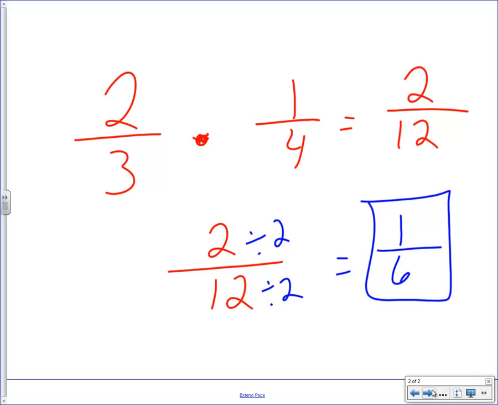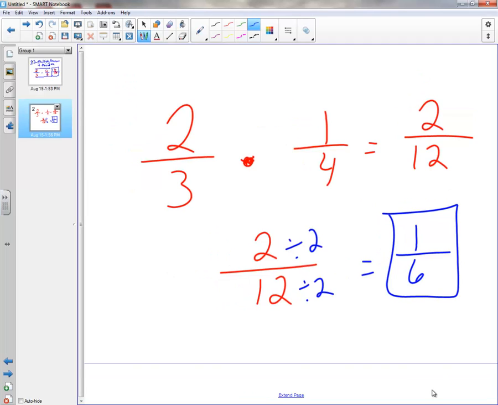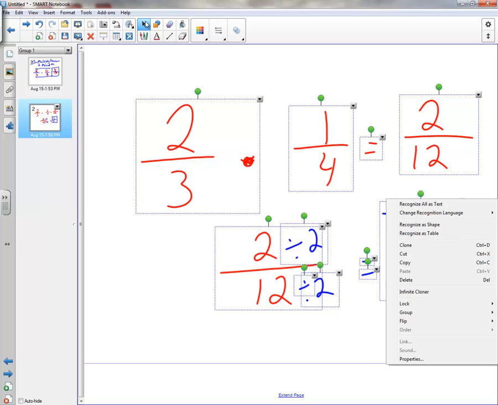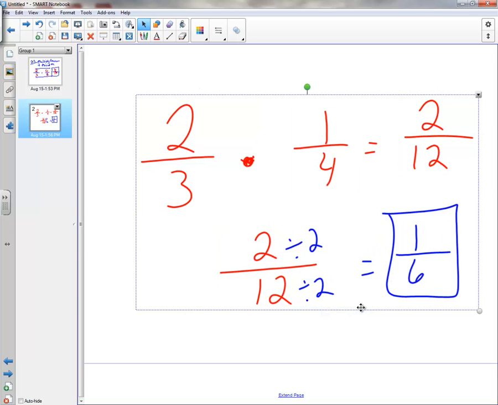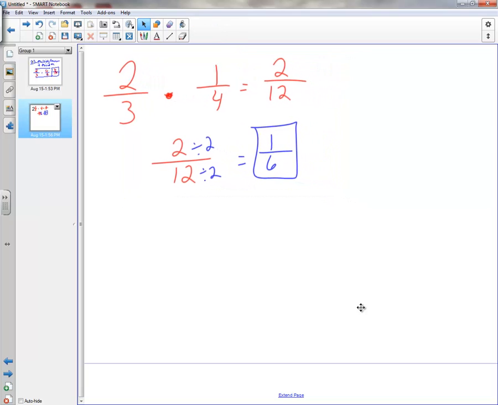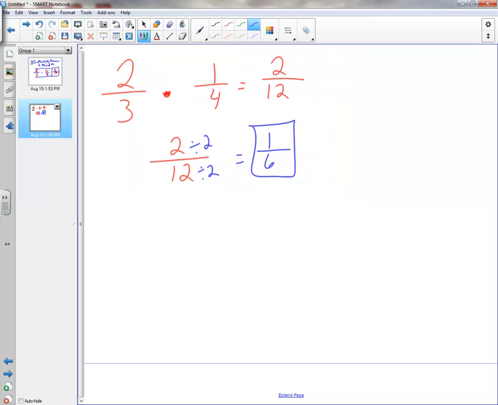Okay? So hold on to this problem right here. I'm actually going to take it and shrink it up just a little bit, and I'm going to show you the same problem worked in a slightly different way. I told you before that you can multiply across the top, multiply across the bottom, and then simplify at the very end. Or you can simplify in the middle. And so I want to show you simplifying in the middle.